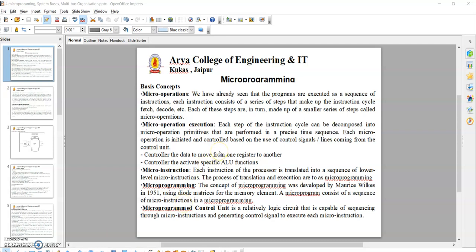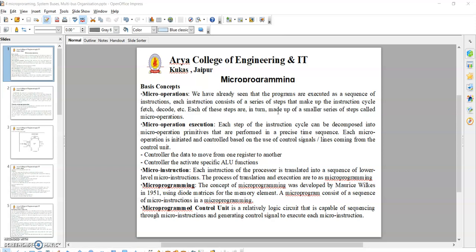We have already seen that programs are executed as a sequence of instructions, and each instruction consists of a series of steps that make up the instruction cycle, like fetch, decode, etc. Each of these steps is in turn made up of a smaller series of steps called micro operations. We have also studied micro operation execution, in which each step of the instruction cycle can be decomposed into micro operation primitives that are performed in a precise time sequence.